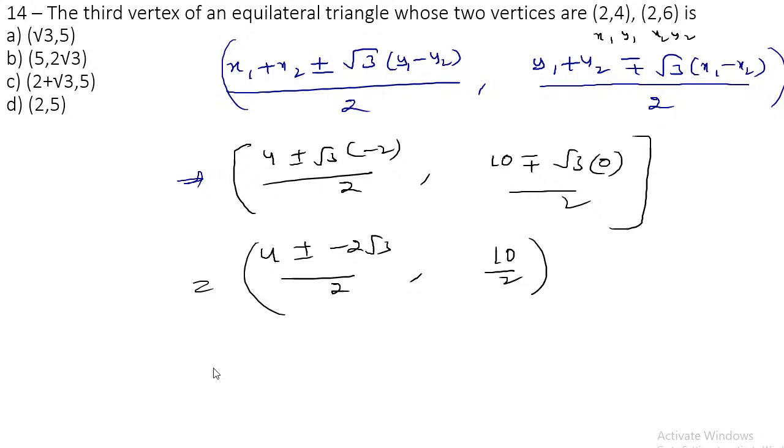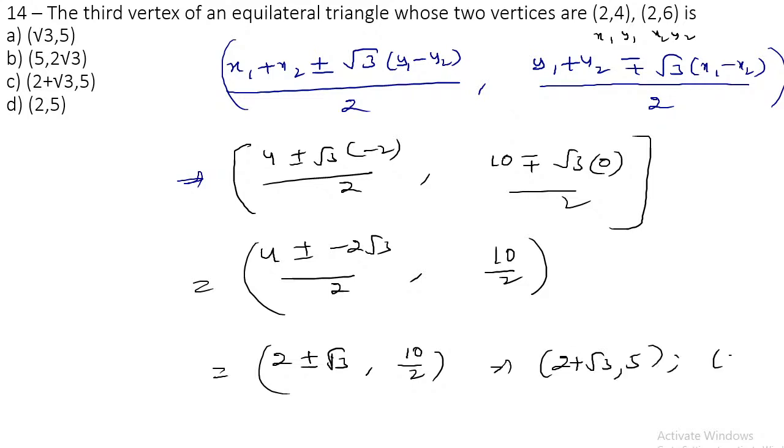So this is equal to 4 plus or minus minus 2 by 2 plus or minus root 3, 2 plus or minus root 3 comma 10 by 2. So the vertices can be 2 plus root 3 comma 5 or 2 minus root 3 comma 5. So 2 plus root 3 comma 5. So option C is the answer. Option C is the correct answer.